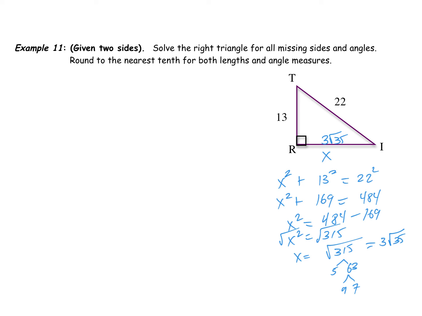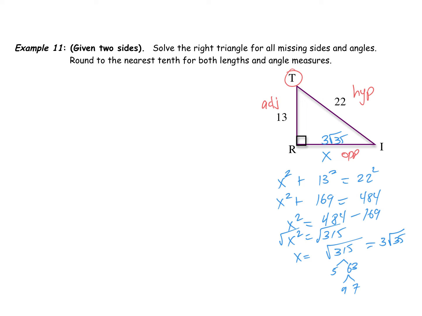Initially, I'm going to focus on angle T. You could do either one. And I'm going to label the side lengths. The side opposite the right angle is the hypotenuse. So that's the hypotenuse. The side opposite angle T is going to be labeled opposite. And the third side is the adjacent.